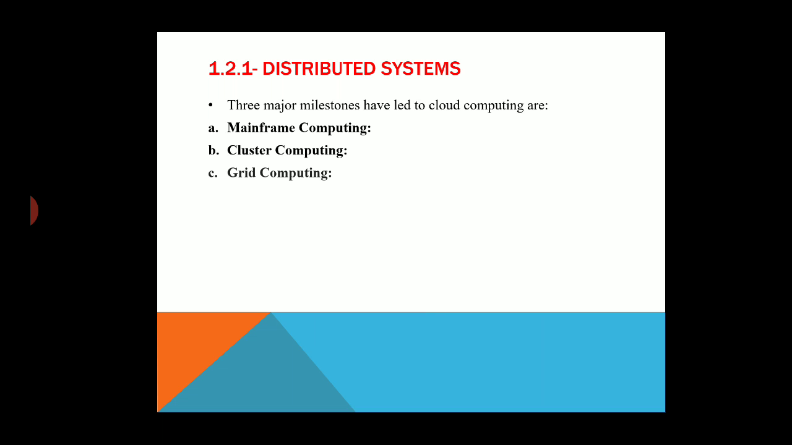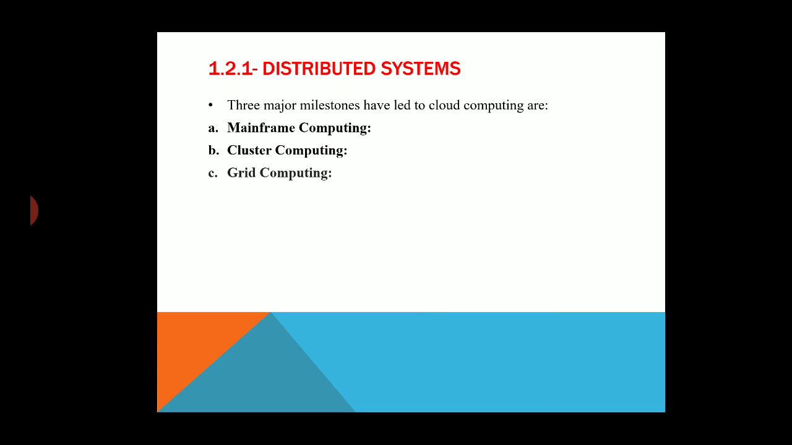There are three major milestones that have led to cloud computing. They are mainframe computing, cluster computing, and grid computing. Mainframe computing. These are computers primarily used by large organizations for critical applications, for example, processing of bulk data such as census, industry and customer statistics, enterprise resource planning, and transaction processing.